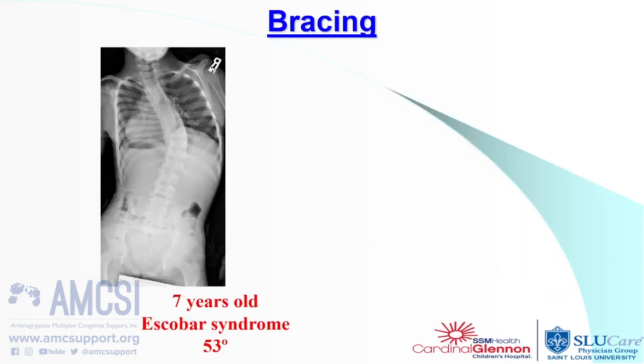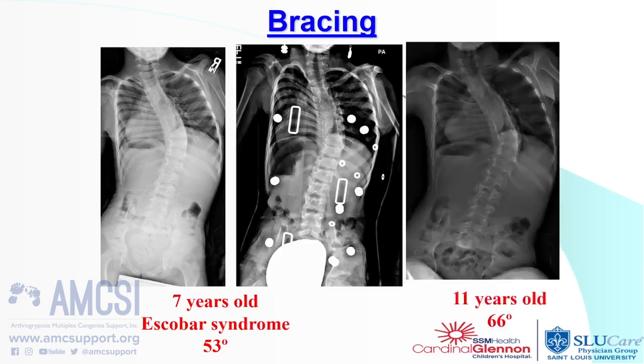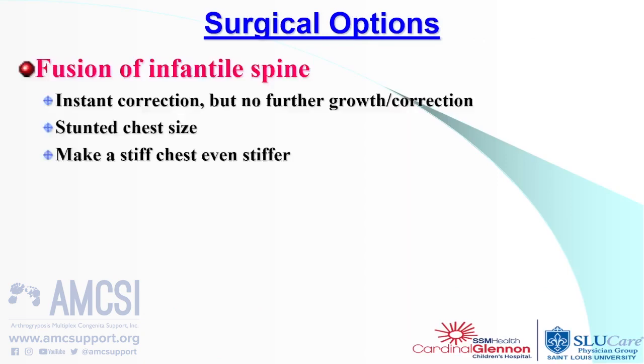Here's a 7-year-old child with Escobar syndrome. He's got a curve in the 50s. That's him in his brace. And we got another 4 years out of him before the curve really got quite big. But at this point in time, he's 11 years of age. Now we can go ahead and just do a straight-out fusion and get him straighter and better balanced.